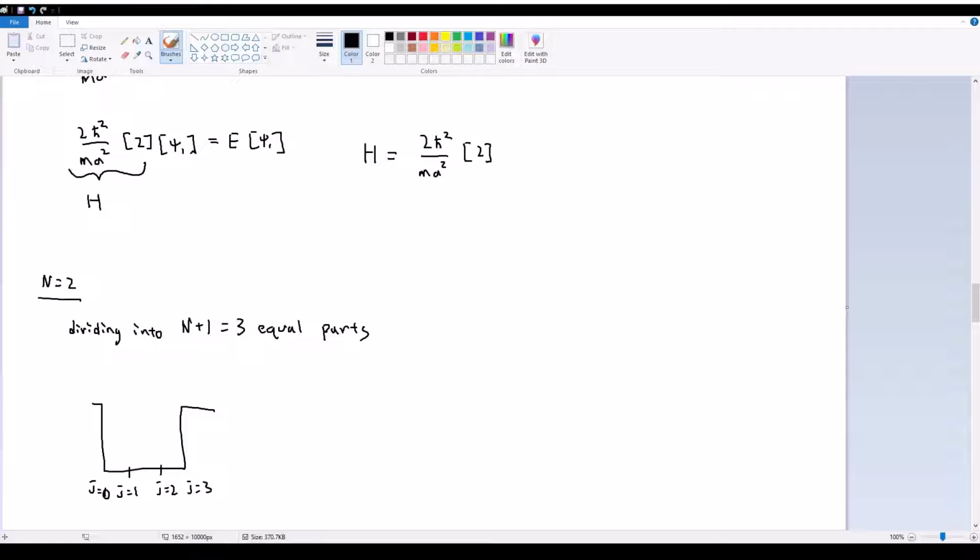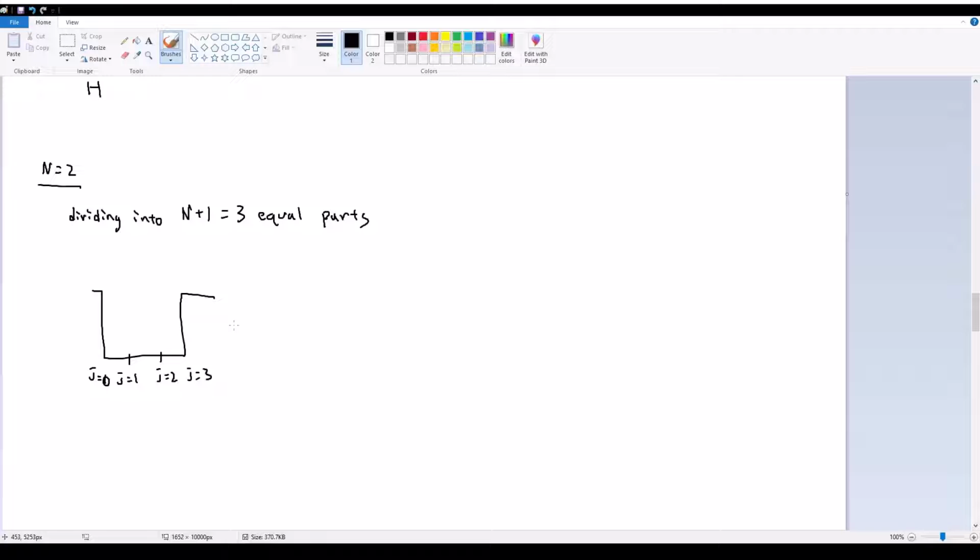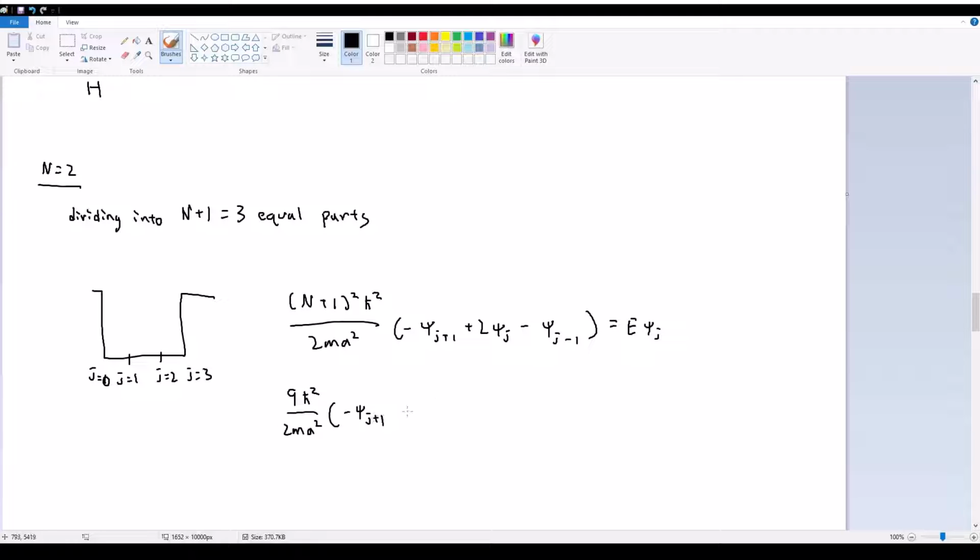And now, if we plug it back into the top, because remember our actual formula is n plus 1 squared h bar squared over 2ma squared times negative psi j plus 1 plus 2 psi j minus psi j minus 1, and this is equal to e psi j. Then for n equals 2, this becomes 3 squared, so this is going to be 9 times h bar squared over 2ma squared times negative psi j plus 1 plus 2 psi j minus psi j minus 1 is equal to e times psi j.